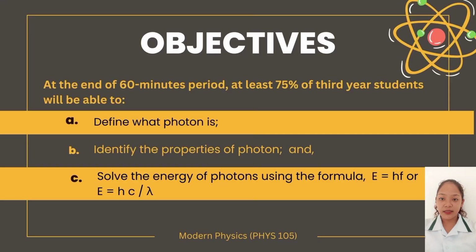Let's read the objectives. At the end of the 60-minute period, at least 75% of third-year students will be able to, first, define what a photon is, second, identify the properties of a photon, and lastly, solve the energy of photons using the formula: energy of photon is equal to Planck's constant times frequency, or energy of photon is equal to Planck's constant times the speed of light divided by lambda, or wavelength.